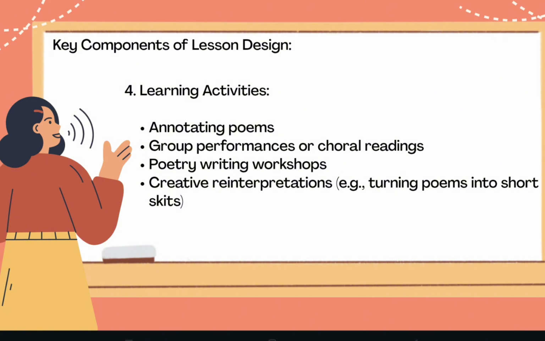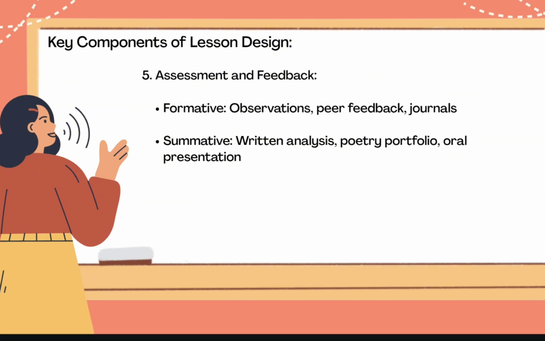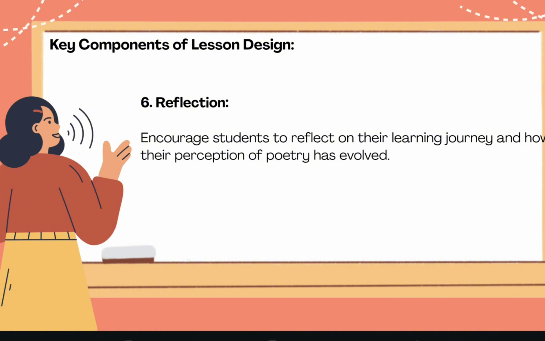Number 4, learning activities. Annotating poems, group performances or choral readings, poetry writing workshop, creative reinterpretation, for example, turning a poem into a short skit. Number 5, assessment and feedback. It contains formative and summative. Formative contains observation, peer feedback, and journals. Number 6, reflection. Encourage students to reflect on their learning journey and how their perception of poetry has evolved.